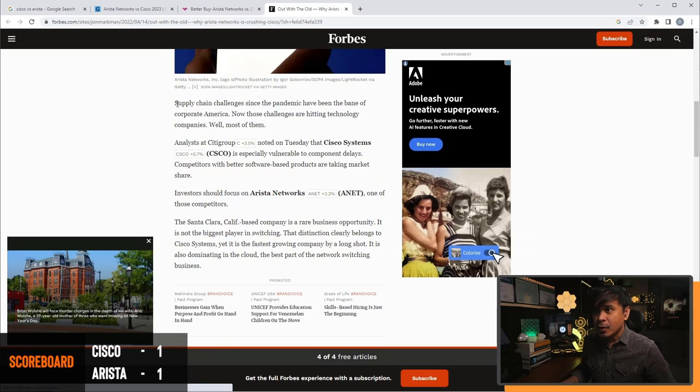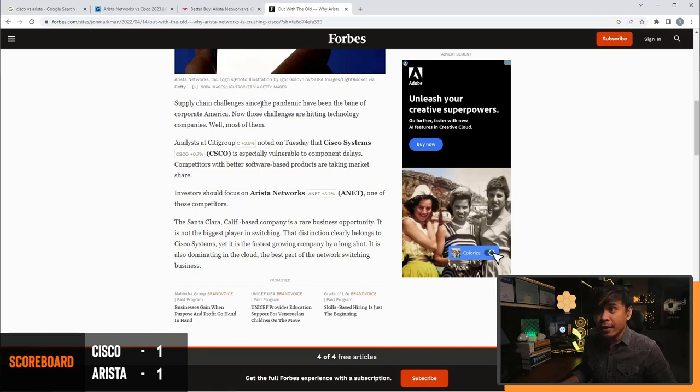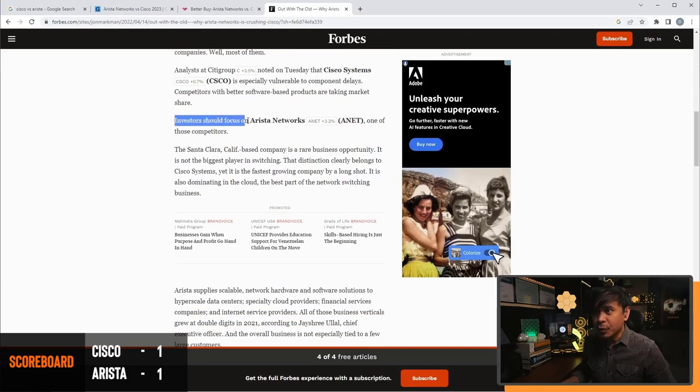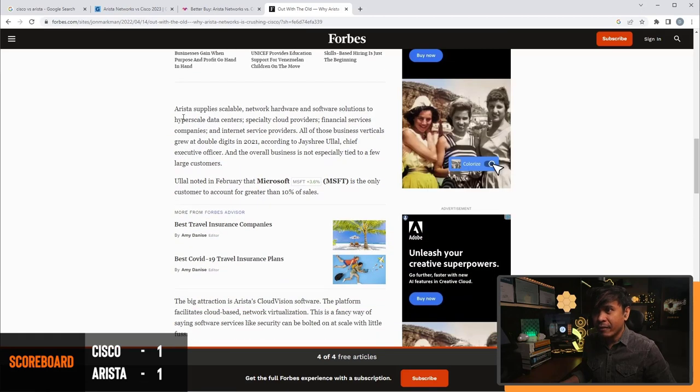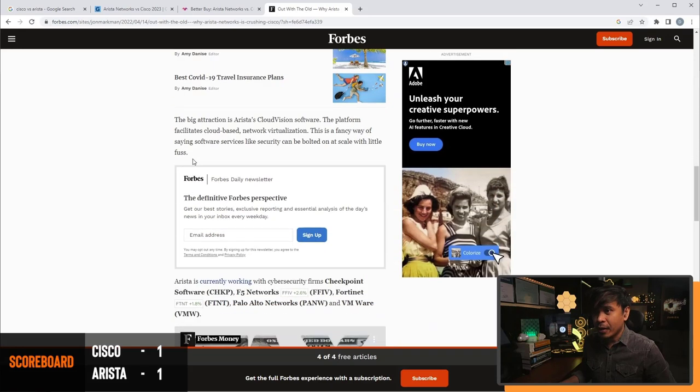Okay, let's see. Supply chain challenges since the pandemic have been the bane of corporate America. Now those challenges are hitting the technology companies. Okay, and all right, investors should focus on Arista Networks, one of those competitors, which is, we know, Santa Clara, California based. What else do we have here? Arista supplies scalable network hardware and software solutions to hyperscale data center. And what else do we have?